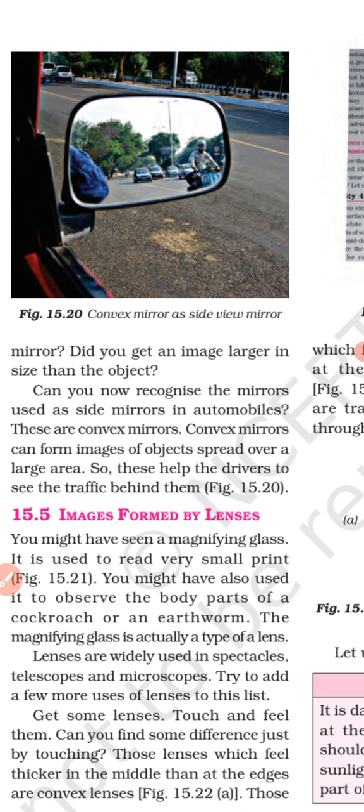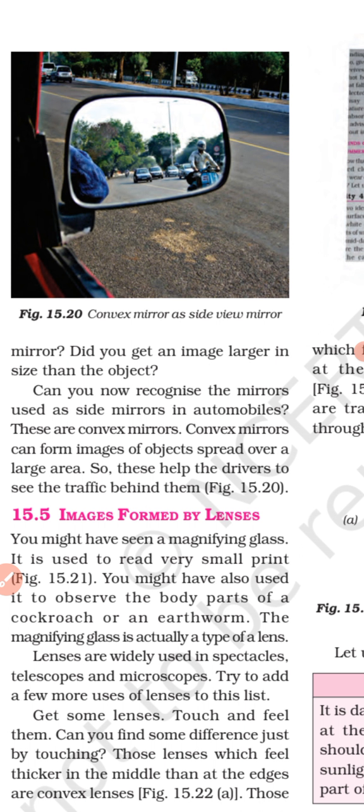So can you now recognize the mirrors used as side mirrors in automobiles? If you have automobiles in your home, like cars, scooters, buses, trucks, if you have seen the side mirrors, then what is the size of the image when the light from the object falls on the mirror? What is the size of the image of cars, scooters, buses and all behind in the side mirrors? It is smaller than the object.